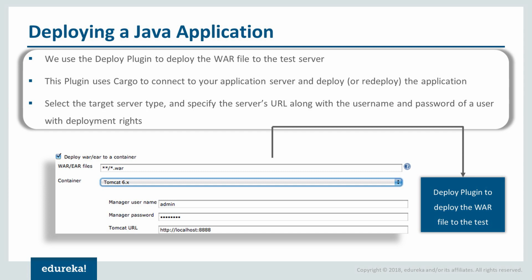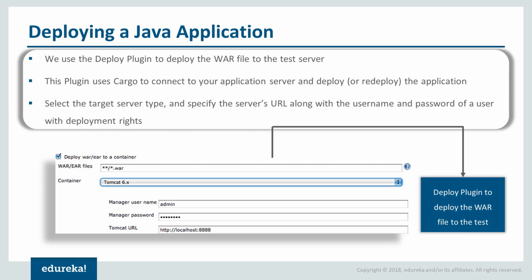This plugin uses Cargo to connect to your application servers and deploy or redeploy the application, whichever is the case. You select the target server type, and specify the server's URL along with the username and password of a user with deployment rights. You need to make sure that this manager username and password is correct and that it has all the admin rights, because we are making changes on the server which requires admin rights. Then of course you need to make sure that the URL is correct.